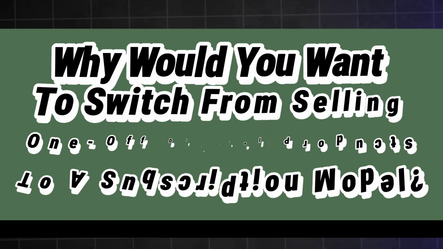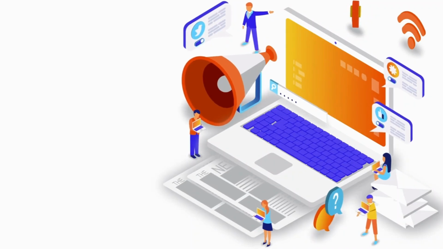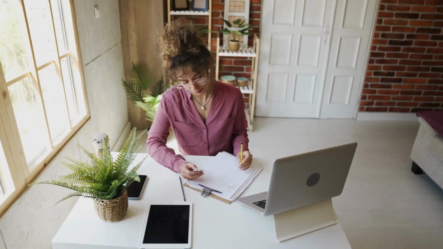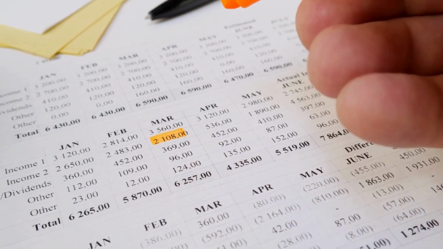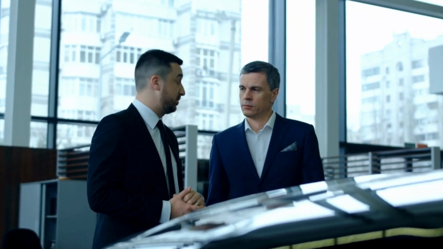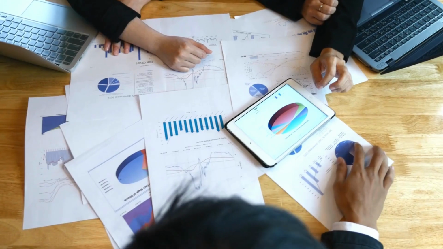Why would you want to switch from selling one-off digital products to a subscription model? Here's the thing. With one-off sales, every customer interaction is basically like starting over. You're constantly having to promote, market, and hope people buy from you again. It's a lot of work, and honestly, it's exhausting. A subscription model flips that. You're creating something that people pay for on a regular basis, maybe monthly, quarterly, or even annually. So instead of chasing after new buyers all the time, you're building long-term relationships with the ones you already have. The best part is that you can actually plan your income because you know what's coming in next month. That alone takes so much stress out of running a digital product business.